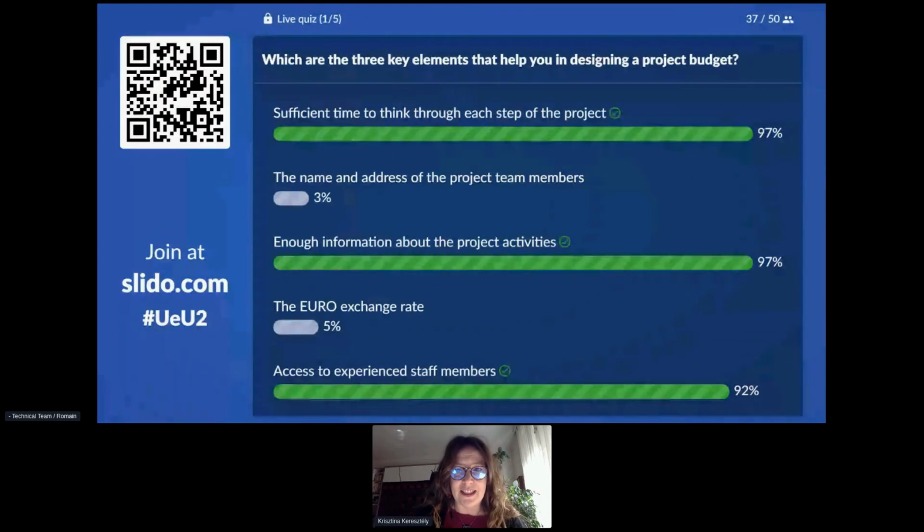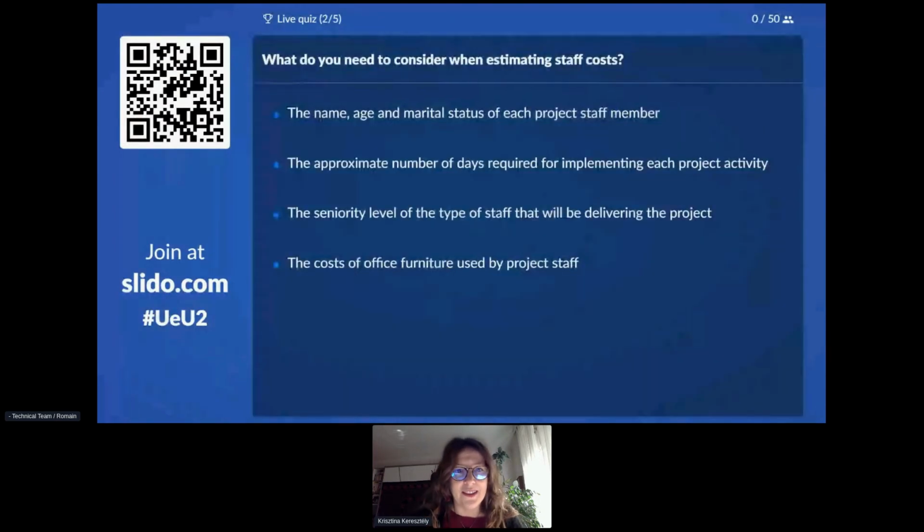This is not at this stage. Let's see the second question. Which are the 3 key elements? No, sorry, it was this. What do you need to consider when estimating your staff costs? So again, you have 4 answers here, and you need to choose 2 good answers.